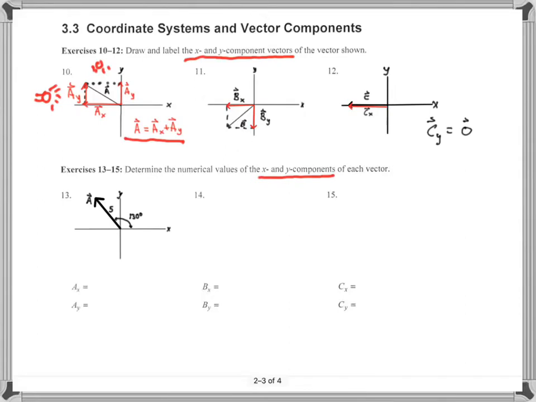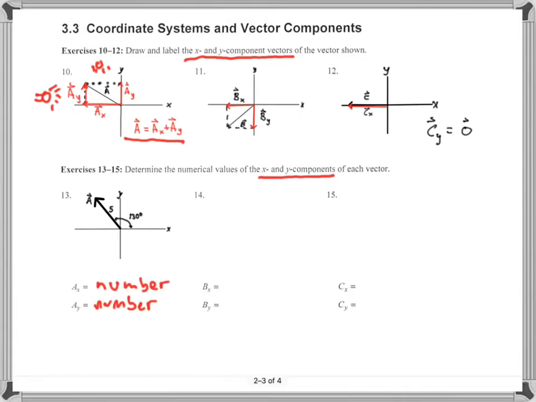So notice that in this exercise, we're not dealing with the same physical quantity that we dealt with in problems 10 to 12. In 10 through 12, we were dealing with the x and the y component vectors. They were asking you to draw those vectors. In 13 through 15, they're asking you to calculate the numerical value of the x and y components. So what is the difference?